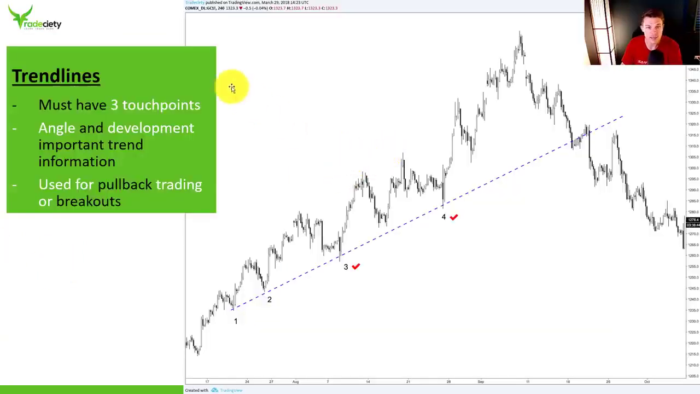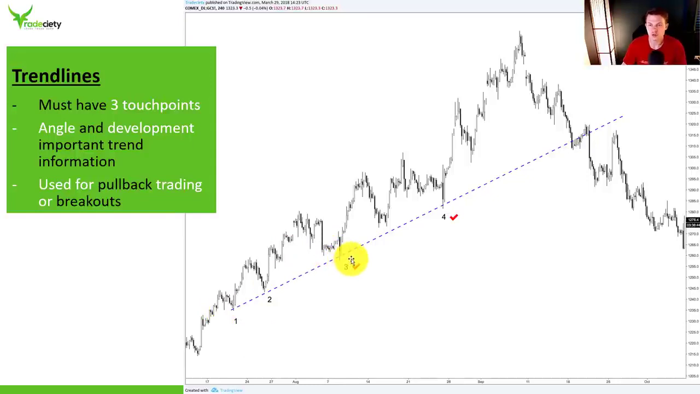And trend lines, one of my favorite concepts. I love trend lines. They're very versatile. The most important thing about trend lines is that you need to have 3 touch points, because you can always connect any 2 random points with a trend line, but only if a trend line is connecting 3 points do you have a valid and verified trend line.